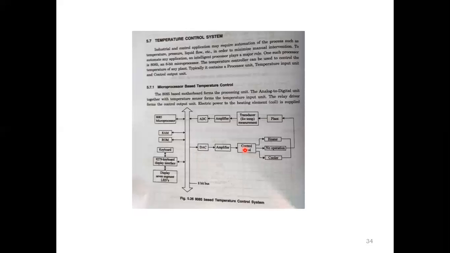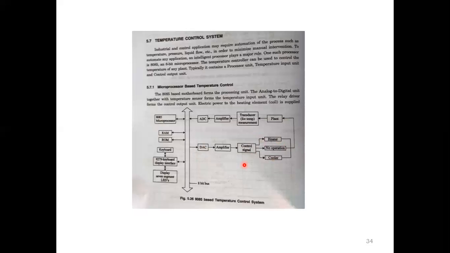If the temperature of the plant is high, it will enable the cooler. If low, it will enable the heater. If the temperature is normal in the prescribed condition, it selects no operation. This is the closed loop temperature control of a power plant or plant engineering.